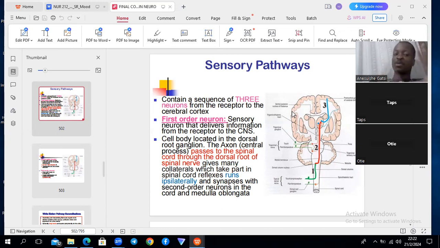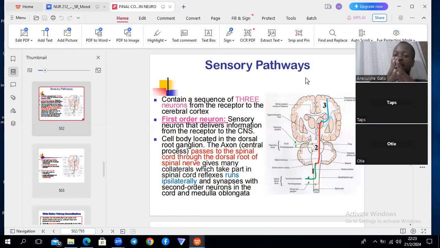When you look at the sensory pathway, it usually has three neurons. There's what we call the first order neuron. The first order neuron is the neuron that brings information from the periphery to the central nervous system. For example, if you are touched, there's a first order neuron that conveys that touch information from the peripheral nervous system to the central nervous system. Depending on the pathway, I'll talk about the specifics, but that's the first order neuron. Then the second order neuron is the one that goes to relay to the thalamus.